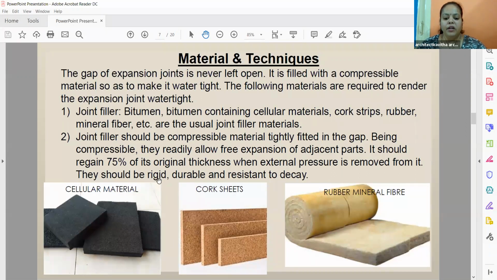They should be rigid, durable, and resistant to decay. That is why these materials are used. Decay means, with time, what happens? It will become black, or it will start losing its property. So you have to make sure that when you use it, it will last for a longer time.